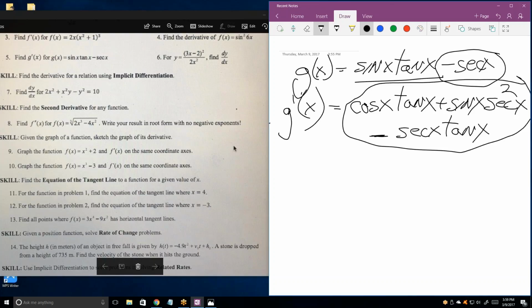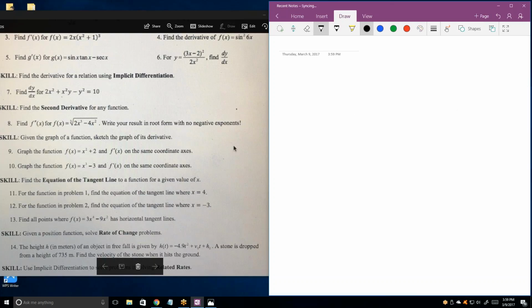And you just do it piece by piece. As long as you know your derivatives of trig functions, and you know your power rule, product rule, quotient rule, and chain rule, then you can always work through these piece by piece. Okay? Let's look at number 6, because number 6 we're going to have to use a combination of the quotient rule and the chain rule.